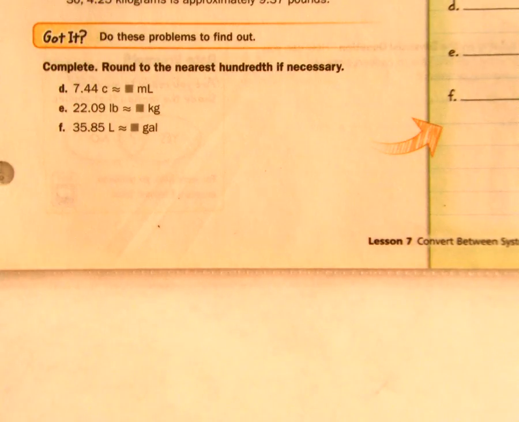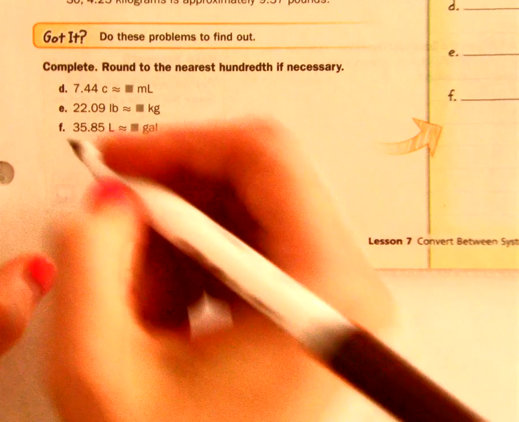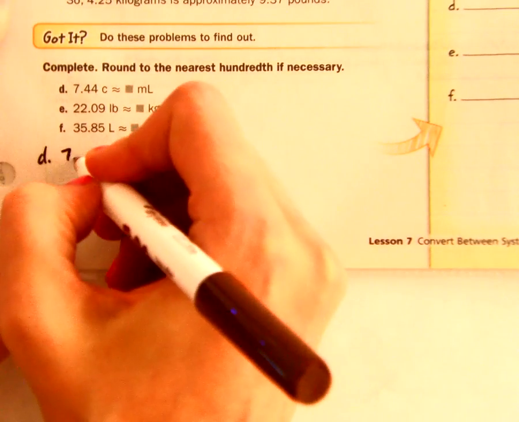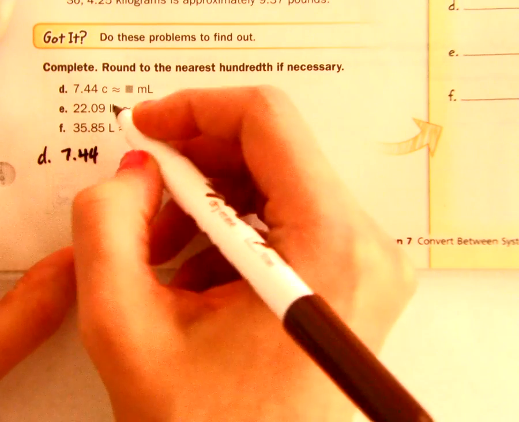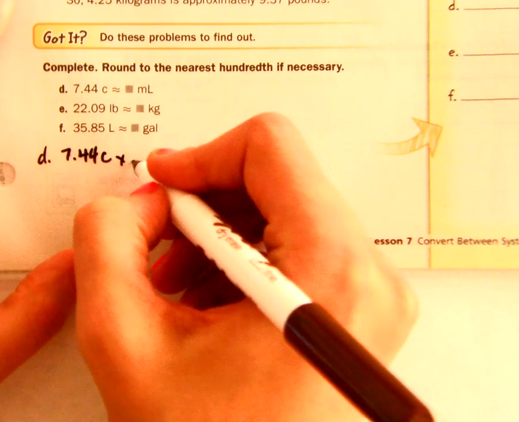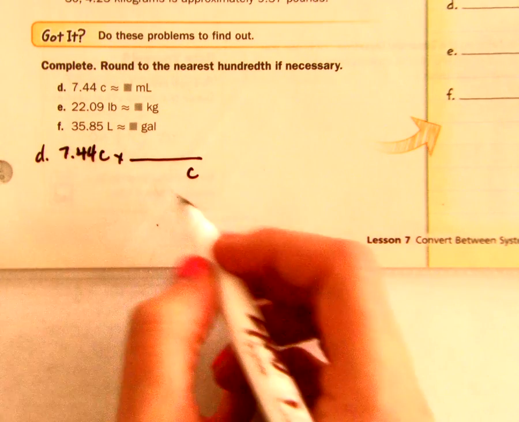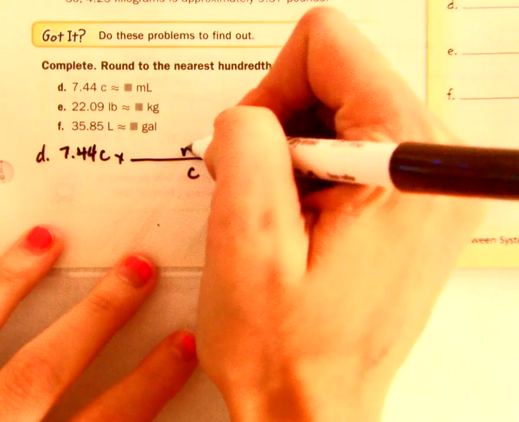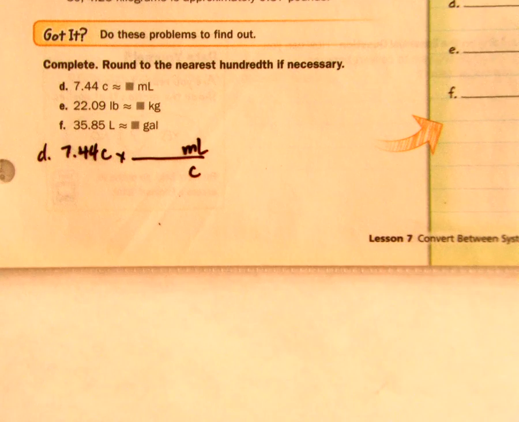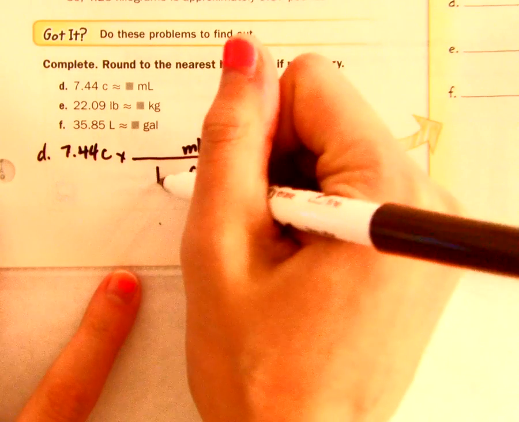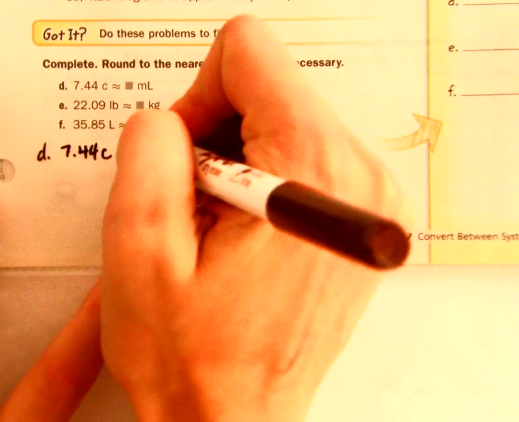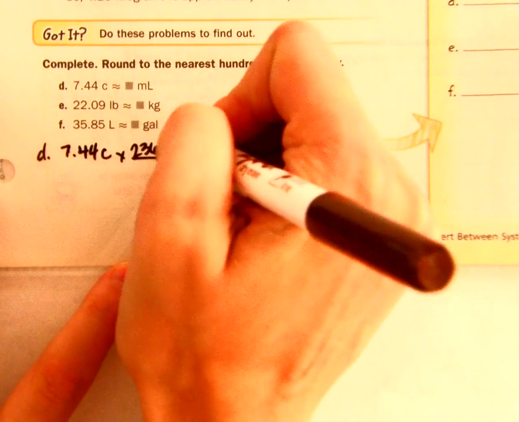So example D, we have 7 and 44 hundredths cups is about how many milliliters? Again, I'm going to start with what do I know? I have 7 and 44 hundredths cups. I'm going to take that times. Again, I want cups to cancel or to simplify down to 1, so I make them opposite of each other, diagonal, and I'm changing to milliliters. Again, I go to my chart, and I see how do I compare cups to milliliters? Well, it tells me 1 cup is 236 and 59 hundredths of a milliliter.